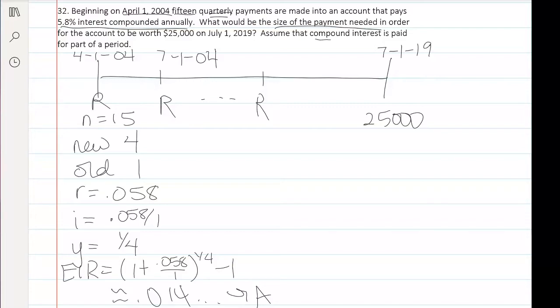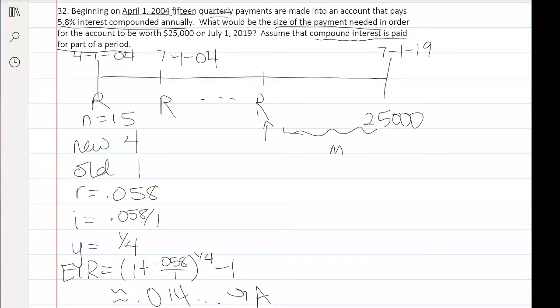Okay, and then we're assuming compound interest is paid for part of a period, so that's how we know to use EIR. When we work on this, we already know N, but we have to figure out when this last day is, because we have to figure out how much this is, and this is our M, how many periods this is. So we have to figure out when this is.